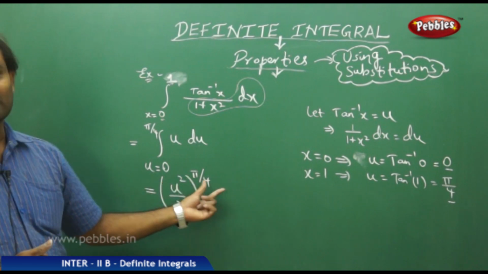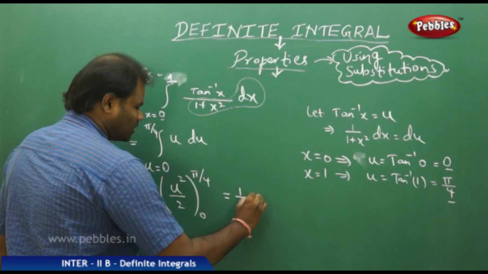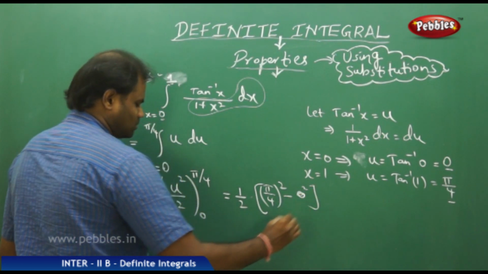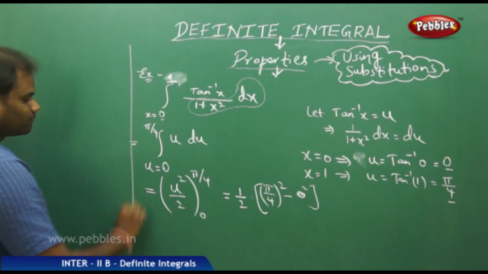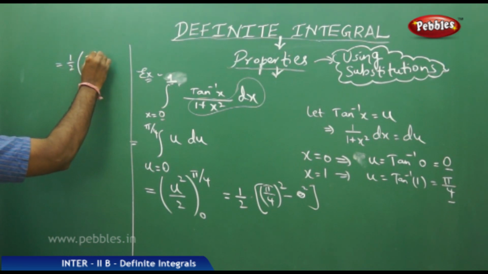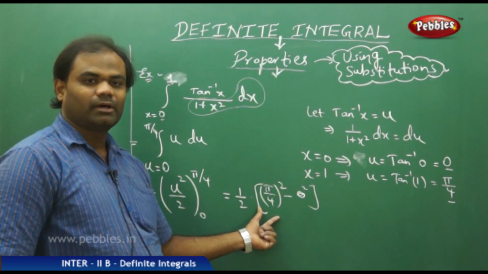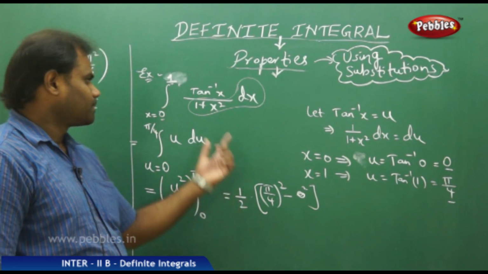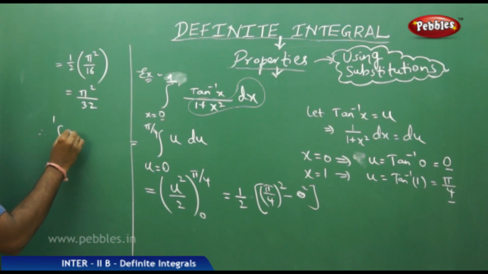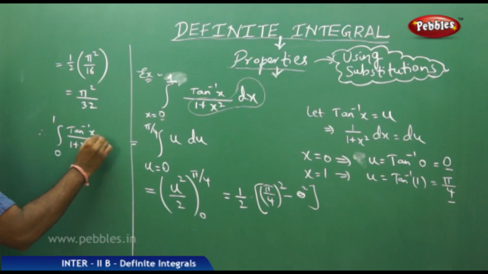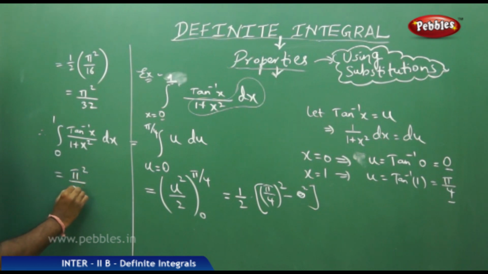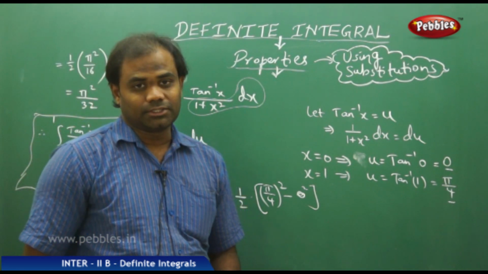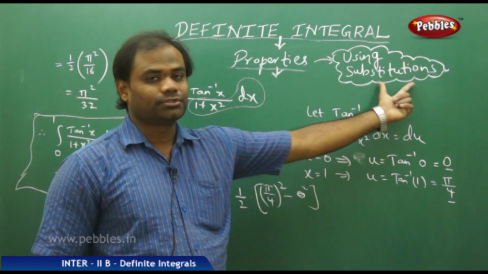Next is substituting the upper limit minus the lower limit. So 1 by 2 taken common, u square is upper limit whole square minus lower limit whole square. When substituted, this reduces to 1 by 2 of pi square by 16 minus 0, which is pi square by 16 times 2, which is 32. And therefore, integral 0 to 1 tan inverse x by 1 plus x square dx is pi square by 32. This is how we identify the definite integral value using the substitution method.